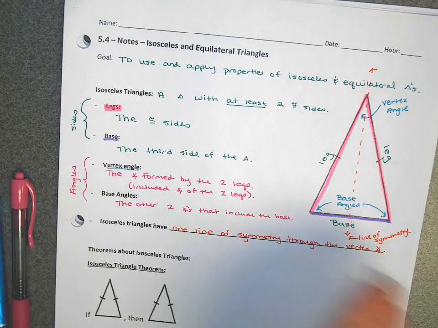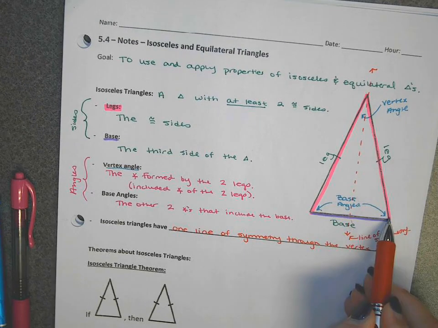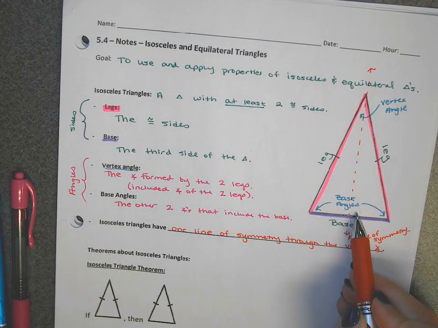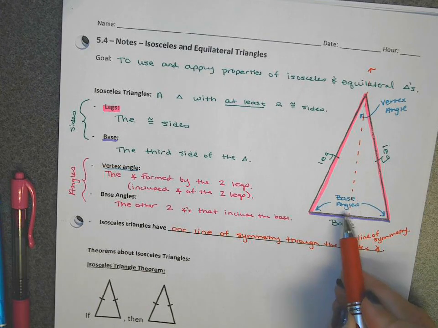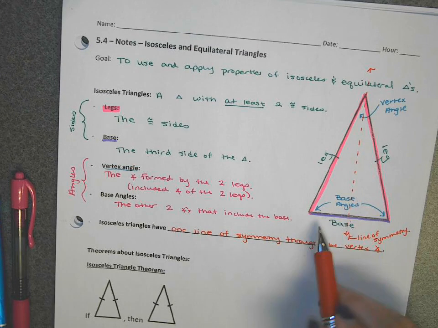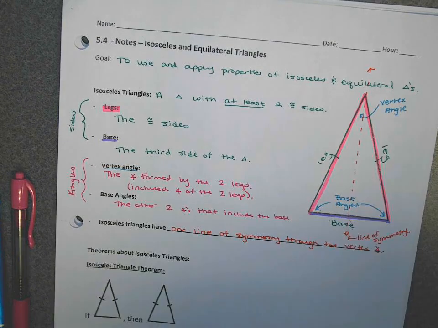Where that isosceles triangle can be folded onto itself. This angle matches that angle, this angle matches that angle. What do these two angles have to be if they have to be the same angle? They must be 90 degrees. They must be right angles, or the line of symmetry and the base are perpendicular. Very good. Okay. So we have some theorems about isosceles triangles.